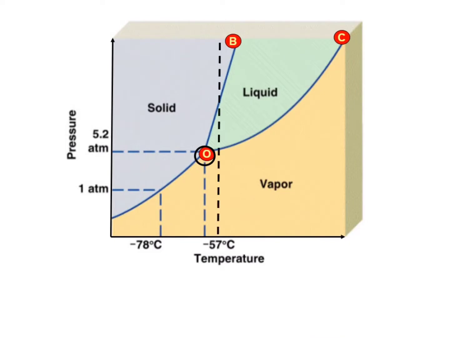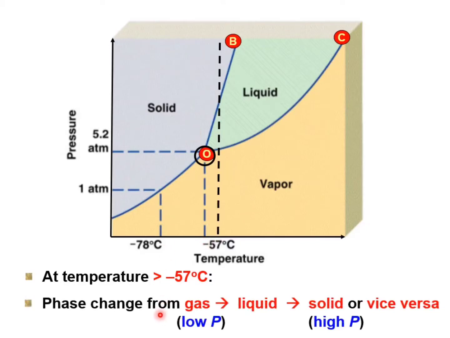Okay, next, what happen if I increase the temperature? Maksudnya kita letak temperature dia more than negative 57 degree Celsius. Maksudnya kita kekalkan pada keadaan inilah. So pada ni, nampak saya letak black dotted line here. So what is the phase changes? So the phase changes will occur from gas, liquid, solid or vice versa. Okay, sebenarnya dia bukan hanya ada 3 phase changes but 5.